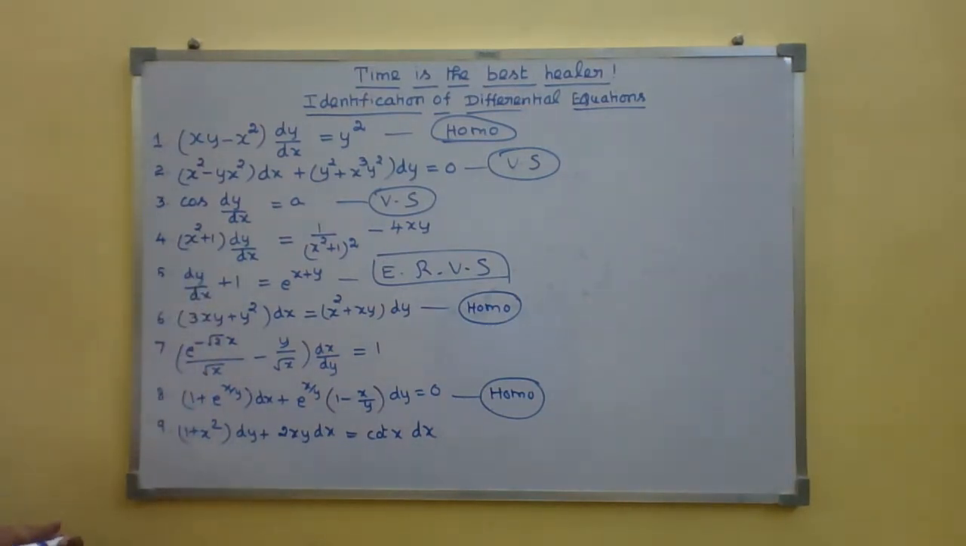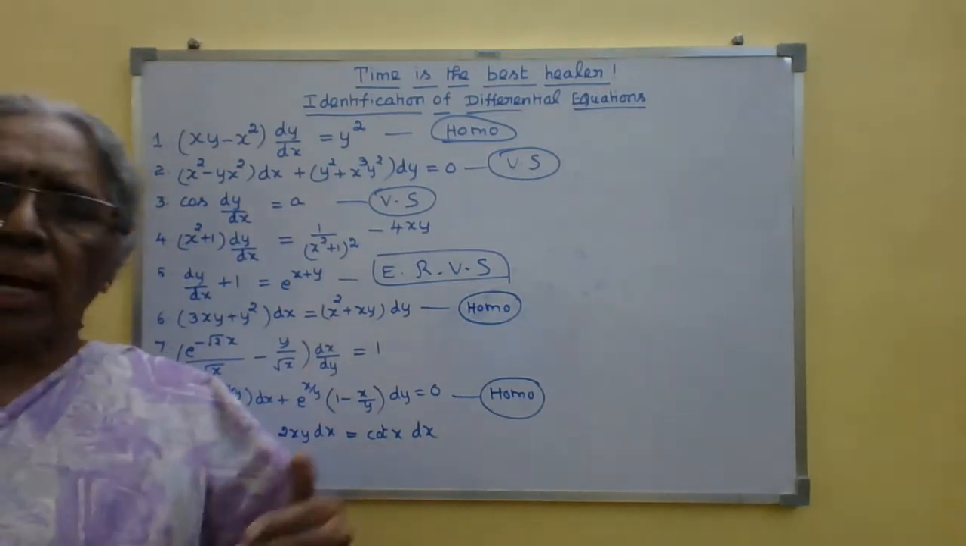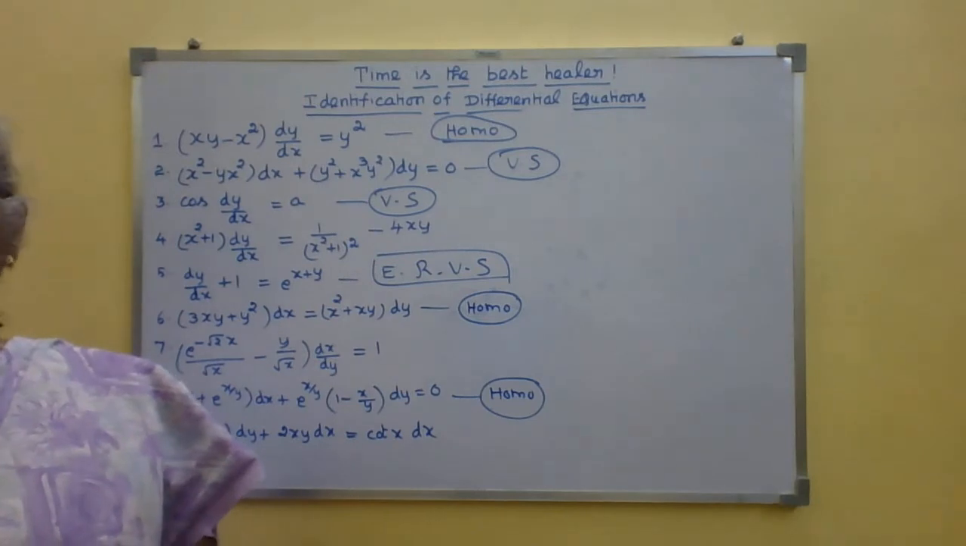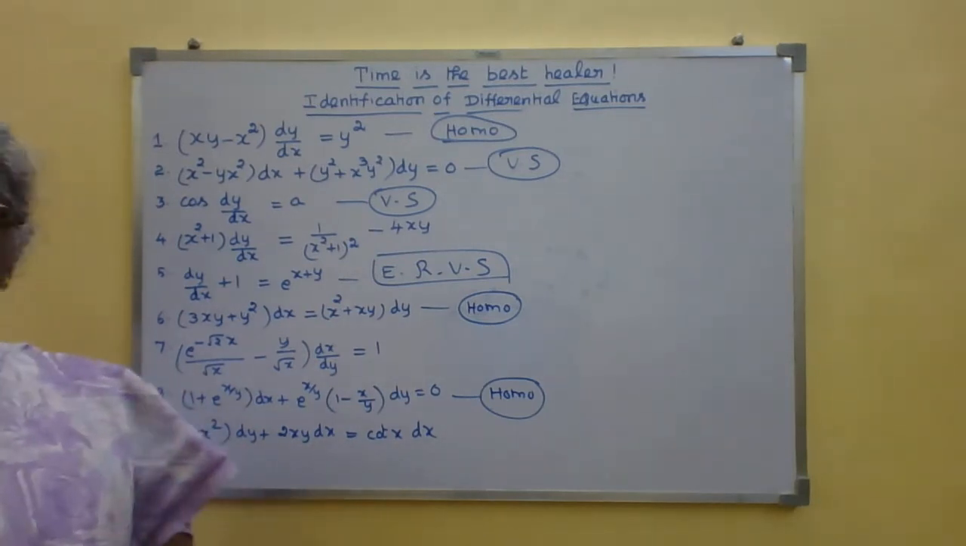Now you come to the ninth sum. If you look at the ninth sum, you have one term with dy and two terms with dx. Unless you combine the two dx terms, you may not know to which type it belongs. Straight away you won't be able to find.